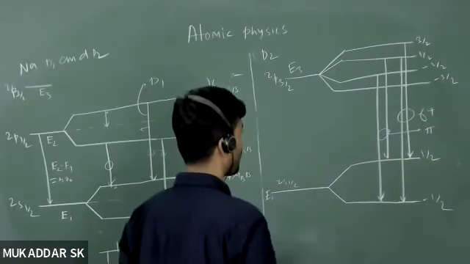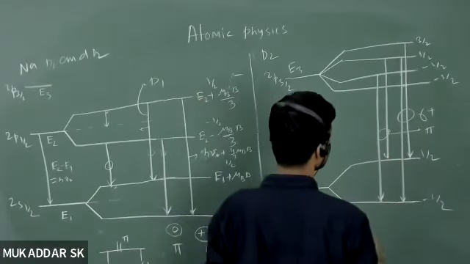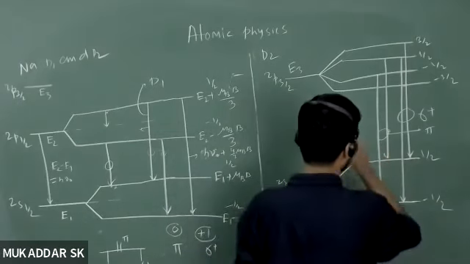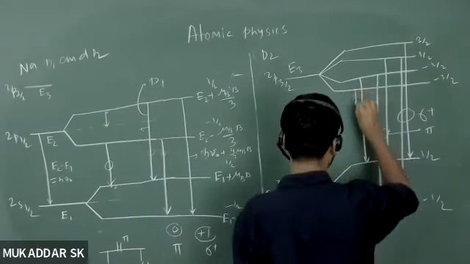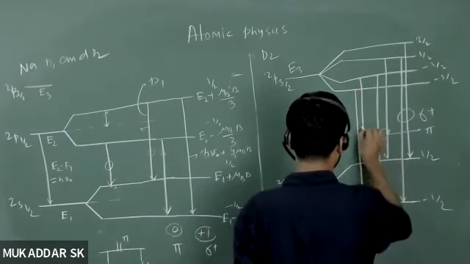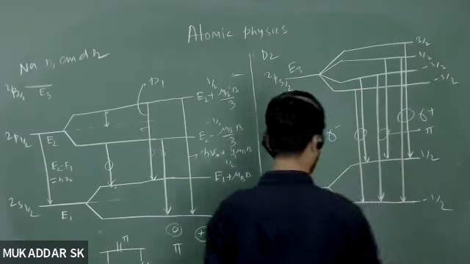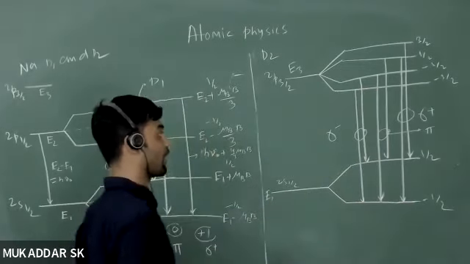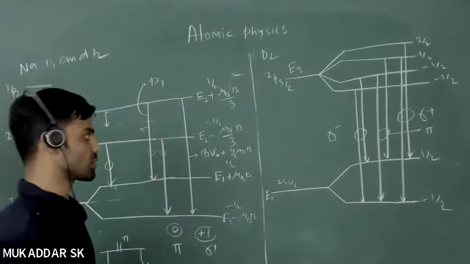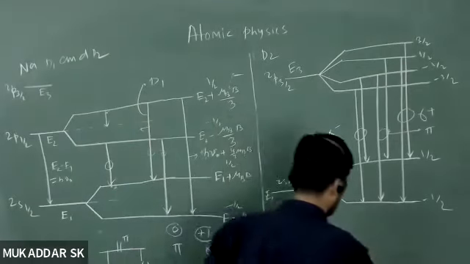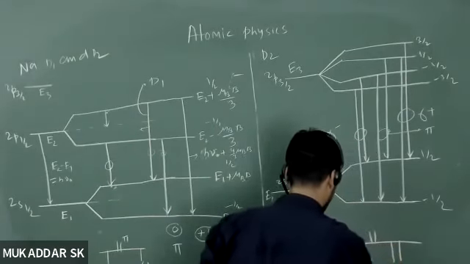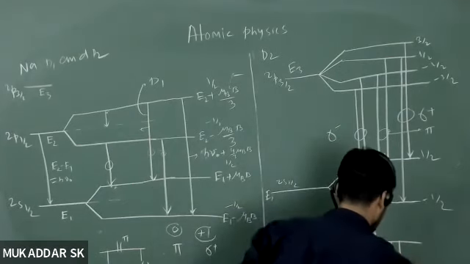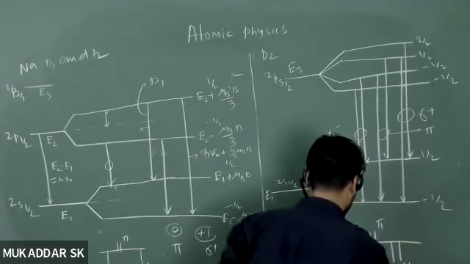Okay, and then you have delta mj minus 1. So where will it be? Minus half to plus half, right? Minus 3/2 to minus half. So that will give you sigma minus. So all 6 lines will have different energy. All 6 lines will have different energy. If you see that spectrum, it will look like this: this is sigma plus, this pi, then sigma minus.